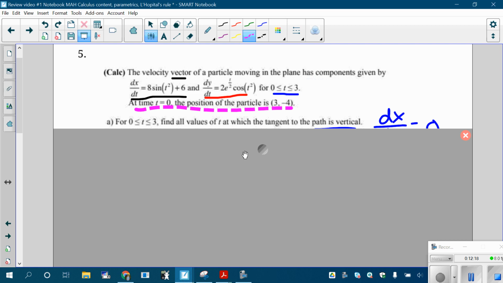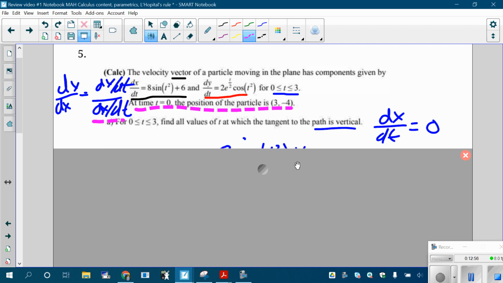Okay. First question here, find all values of t at which the tangent to the path is vertical. Okay. Vertical tangent. Vertical tangent lines occur when dy/dx is undefined. When is dy/dx undefined? Well, in parametric world, you should have in your head this: dy/dx equals dy/dt over dx/dt. Check, check, check, check. Cool. So when is this going to be undefined? When the denominator is 0, when dx/dt equals 0. Okay, simple enough. I'm going to figure out where dx/dt equals 0.